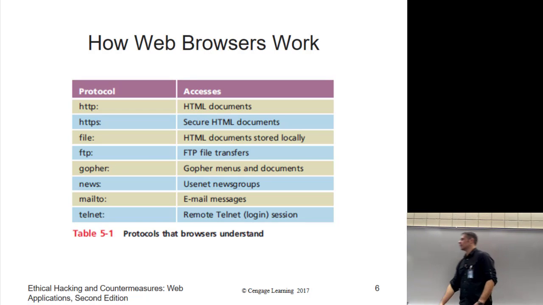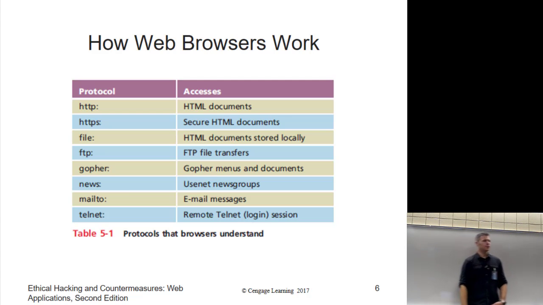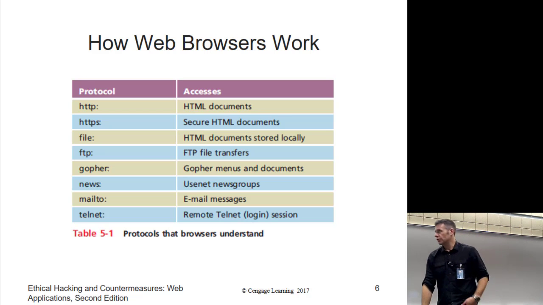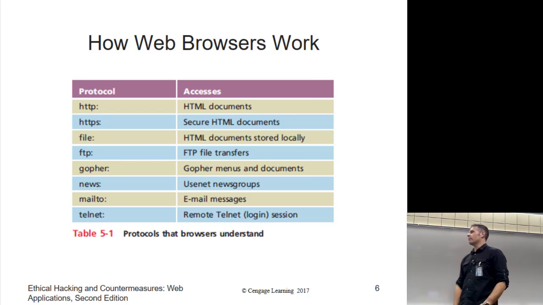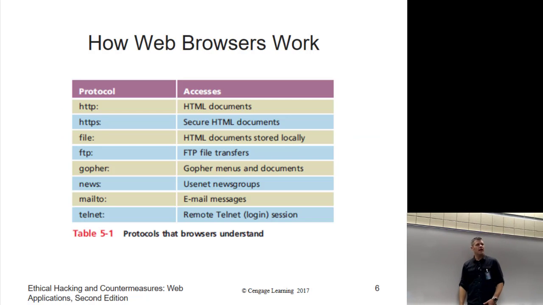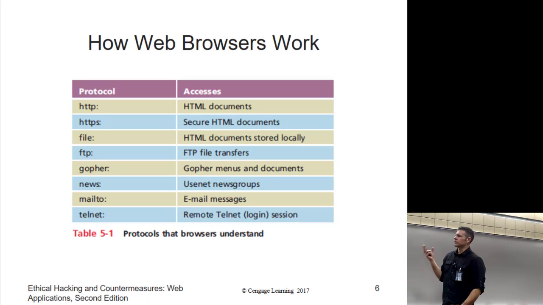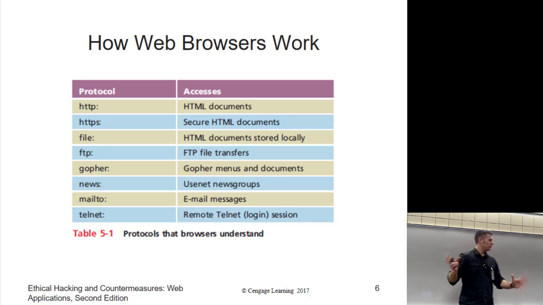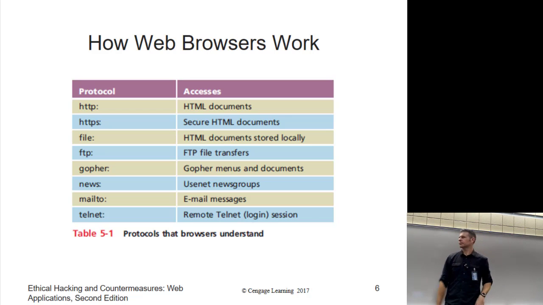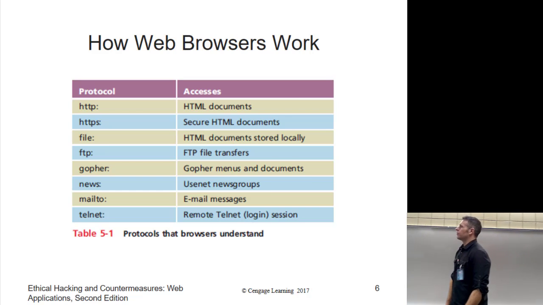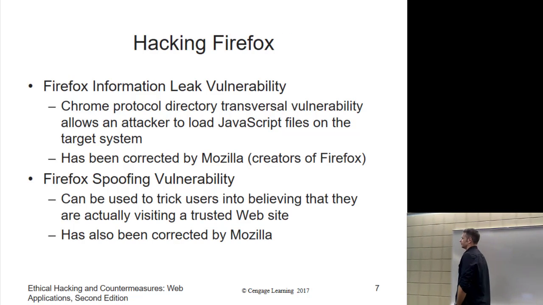Usenet newsgroups used to be supported. I don't know if you could get to that these days. Most people's internet service providers are not in the newsgroup business, and you have to pay for a newsgroup subscription. And then mailto. You've probably done that when you've clicked an email address inside of a web page and been presented with, all of a sudden, a prompt asking which email client you want to use, and the email pops up. You can even include a subject in that, and then telnet too. Most browsers do understand how to do that.